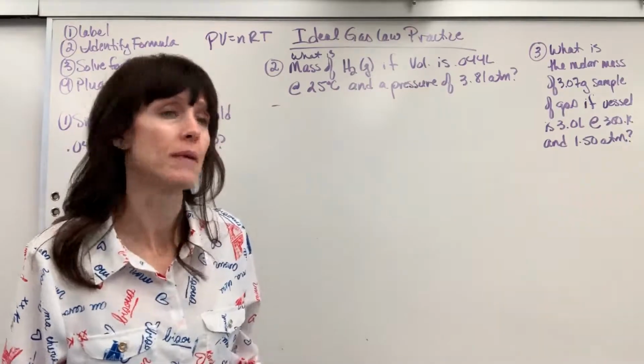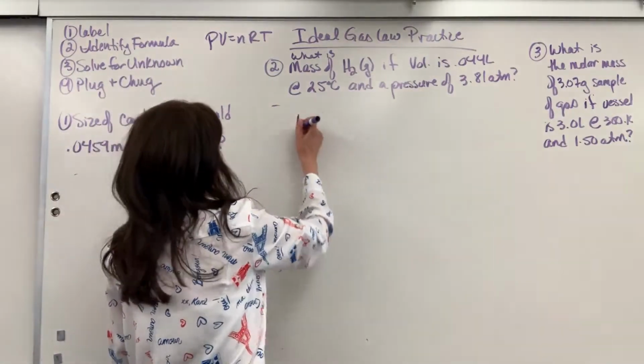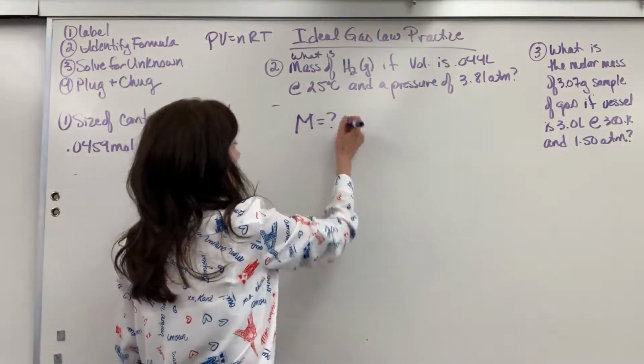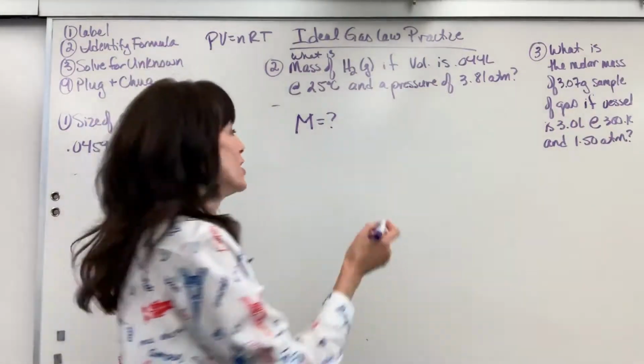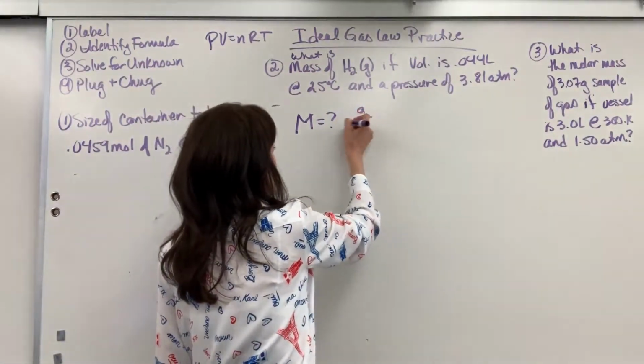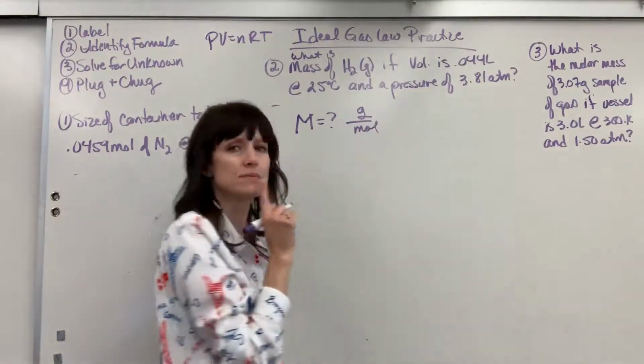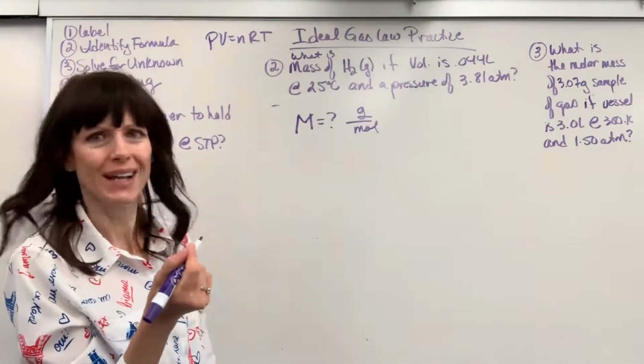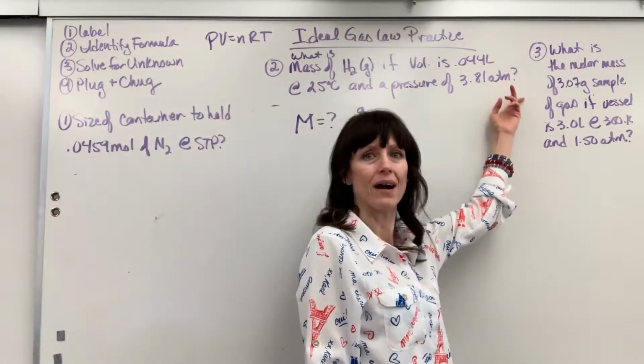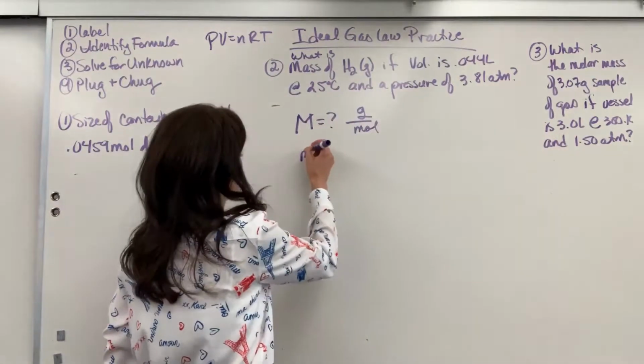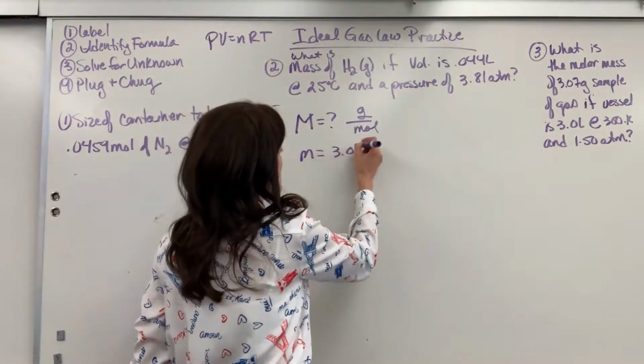So they want molar mass. I'm going to write this down. They want a capital M. That's our unknown. And I'm going to put down the unit. The unit for molar mass, remember, is grams per mole. Okay, grams per mole. Well, check it out. They gave us the grams. Let me write that down. They gave us mass is 3.07 grams.